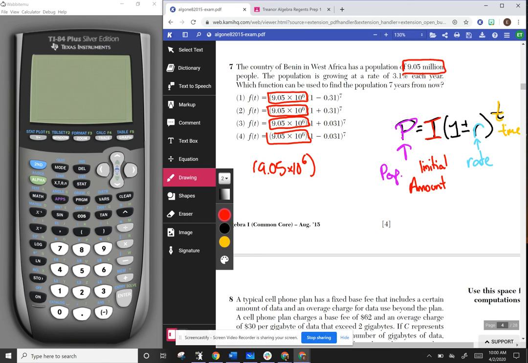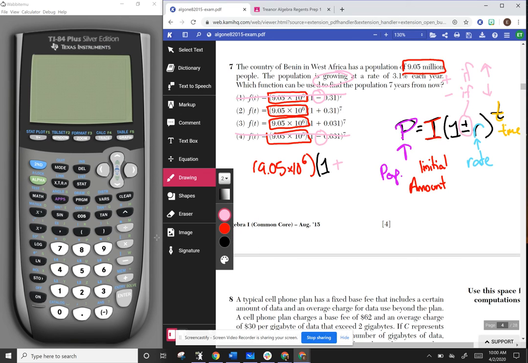Okay, and now we need to decide on the plus or minus. It's going to be plus if it's increasing, minus if it's decreasing. In this case, it says growing, so we know we need plus. And just there, we can eliminate two options because these are minus. So 1 and 4 are out.